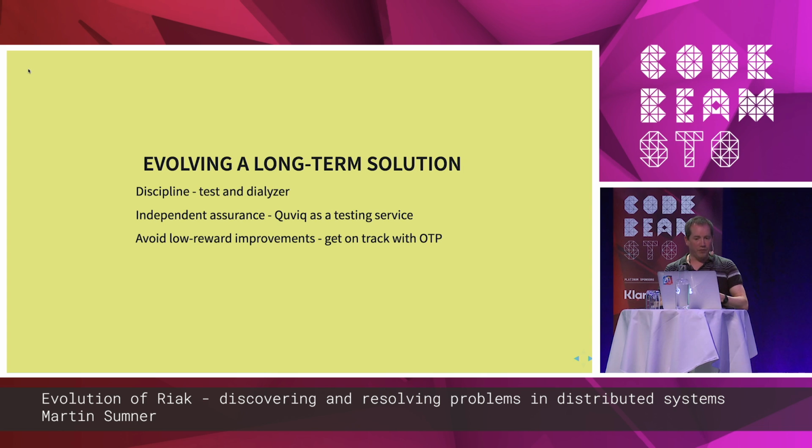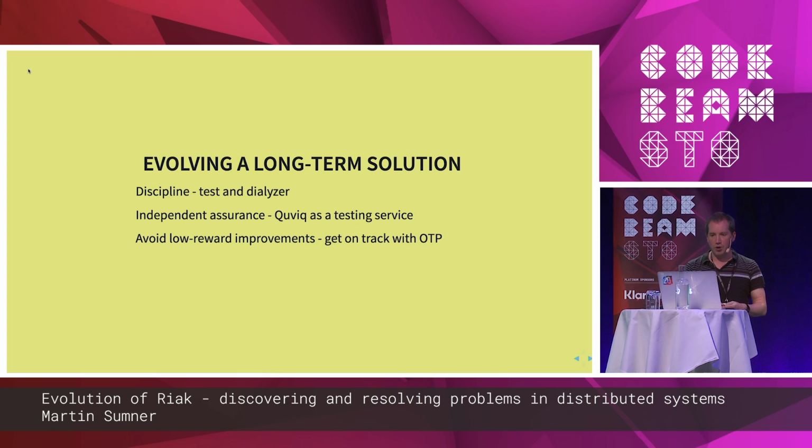But in fact, we can probably get most of the improvements that we need simply by getting on track with OTP. So Riak currently runs on R16 OTP version, and if we actually get up to pace with OTP, we'll start getting the sort of improvements that we might get from functional changes just off the back of the platform.